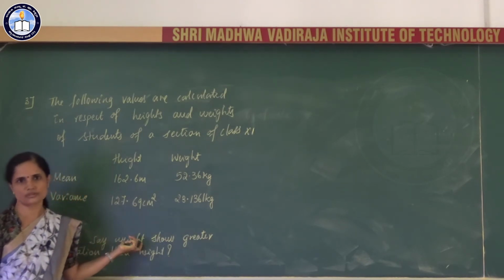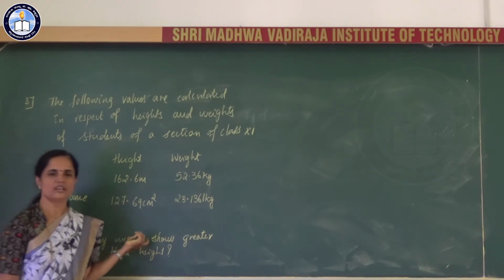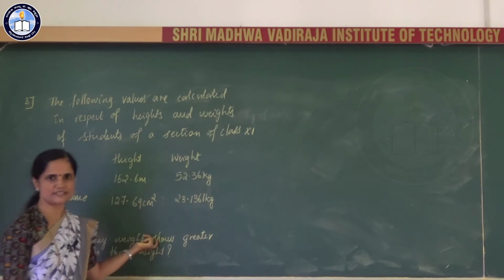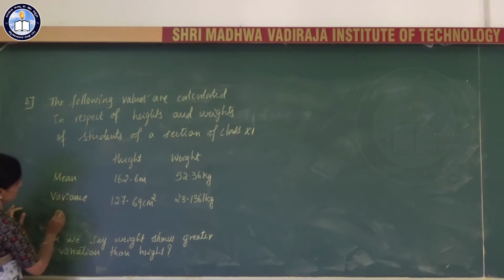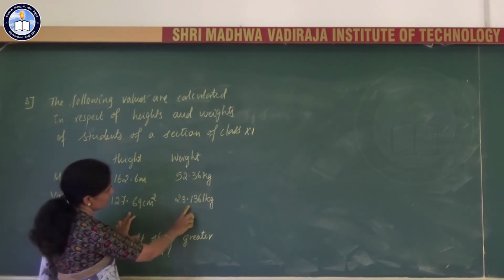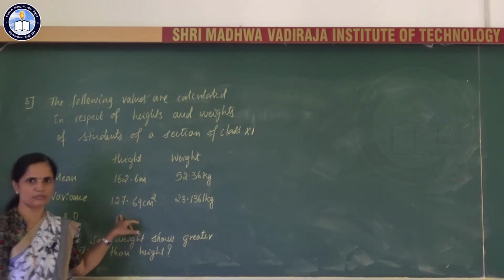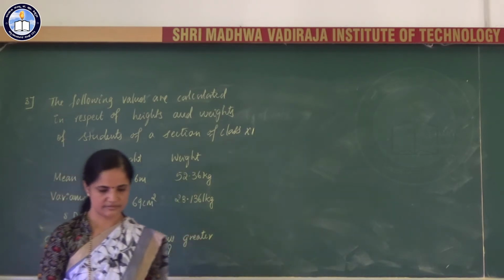It is true, is it not? So weight is more variable than height. Many of you are having the same height, 2 or 3 inches difference, is it not? So that we must calculate. So I will continue the table here. By this variance I will calculate the standard deviation. So what is the root of 127.69? Root of 23.136. So that is nothing but the standard deviation. By using the calculator, write the standard deviation first.